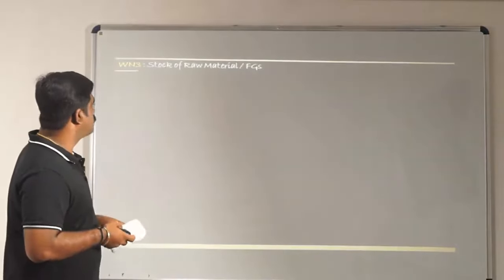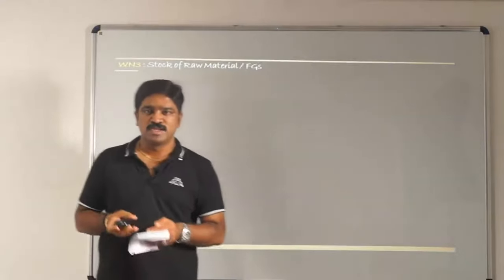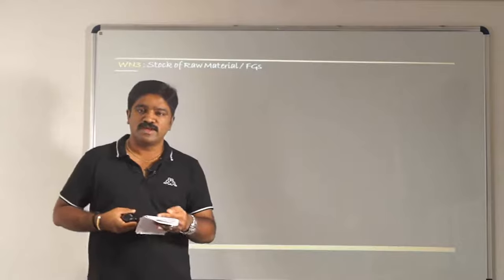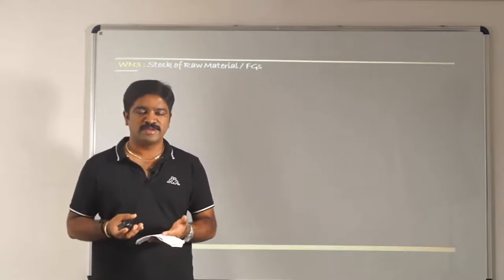Moving on, working note 3, where we'll find out the stock of raw material and finished goods. In earlier working note, our focus was finding those operational expenses. Now we are trying to find out those related inventories.